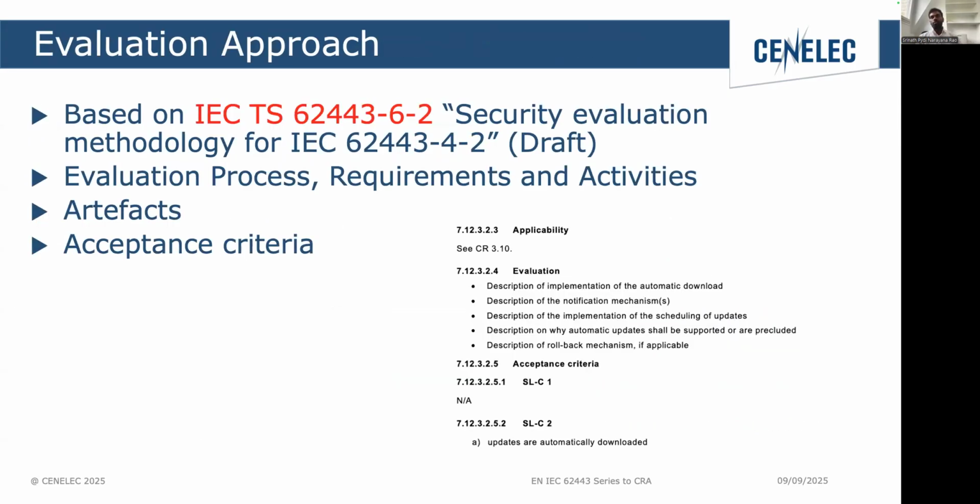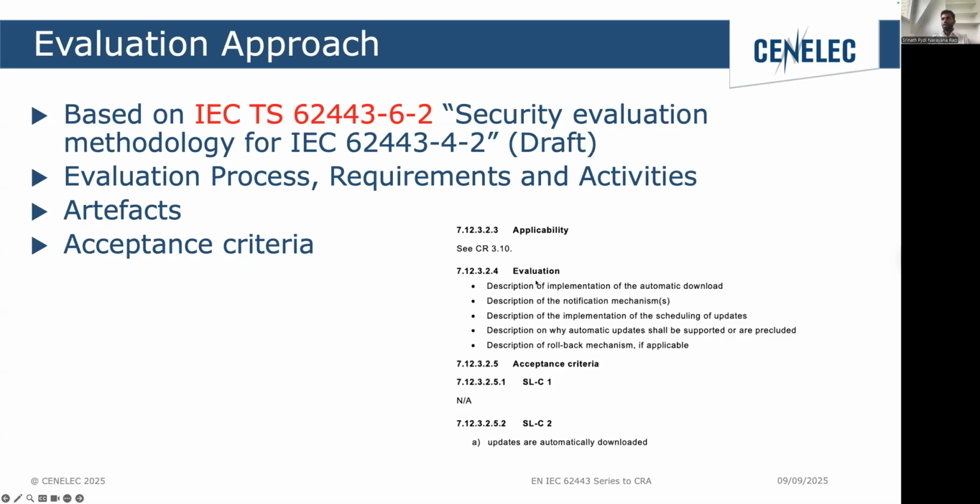Next, I would like to cover the evaluation approach. As I already said, 62443 6-2 is going to be the evaluation methodology for 4-2. Because, as the CRA says, there is a presumption of conformity, and the manufacturer has to assess their products and the acceptance criteria, whether they match the exact skill level, what the artifacts are, what the acceptance criteria are, and what the evaluation process and methodologies are. All these will be developed in 6-2 and adopted for 4-2.